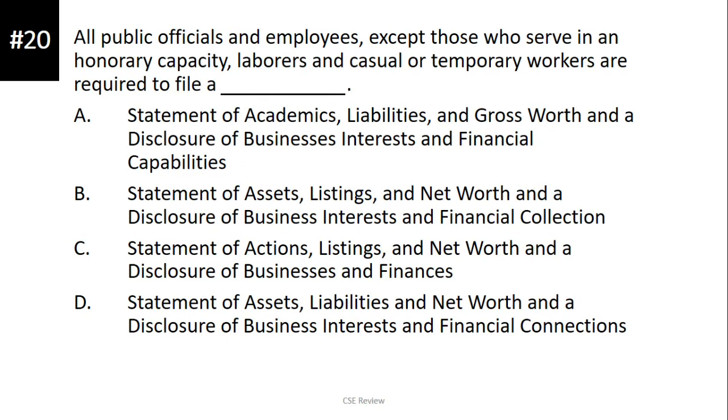20. Okay, all public officials and employees except those who serve in an honorary capacity, laborers and casual or temporary workers are required to file, ngayon alam natin lahat, ito yung SALN. Ang tanong, anong ibig sabihin ng SALN? The correct answer is letter D, statement of assets, liabilities, and net worth, and a disclosure of business interests and financial connections. Okay? So that's it for now.